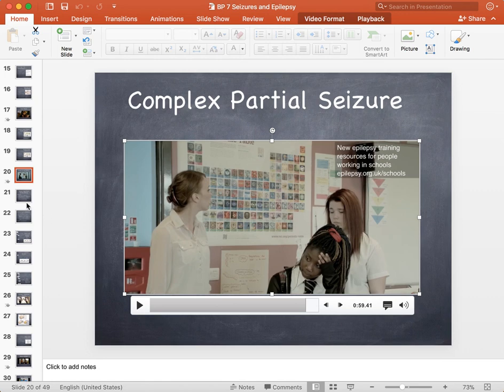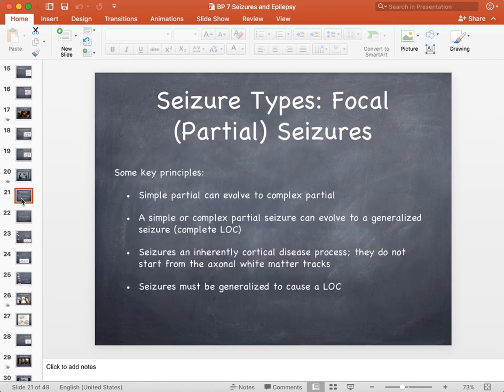A wonderful example of a complex partial seizure. All right. So, a couple of key features of focal partial, and then going into the complex partial. Simple partials can evolve to complex partials, so they don't have to stay simple partial. As the seizure goes on, it can evolve into something else, and not just complex partial.